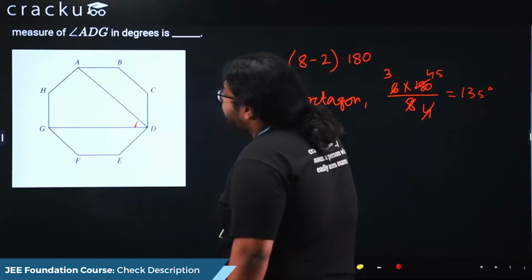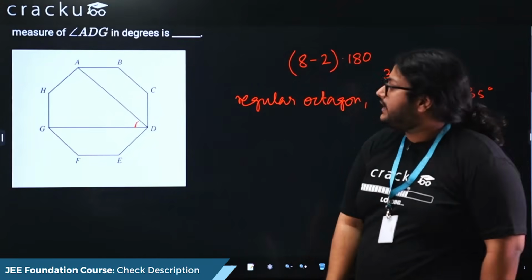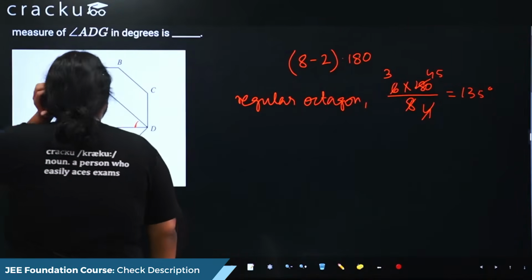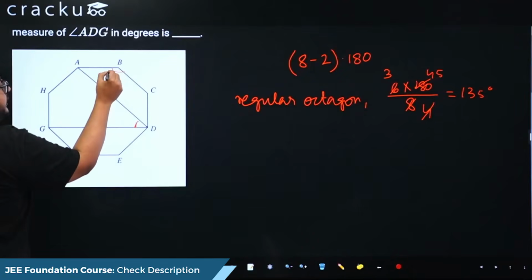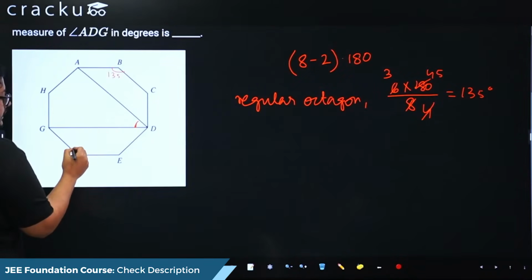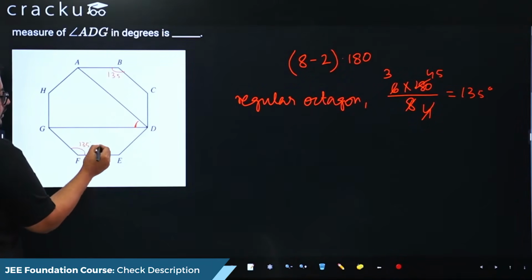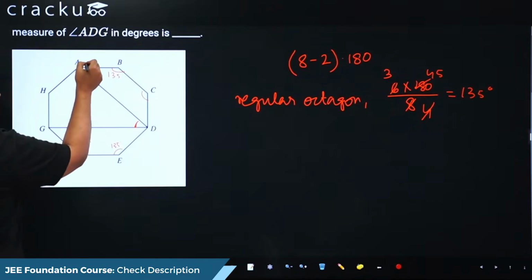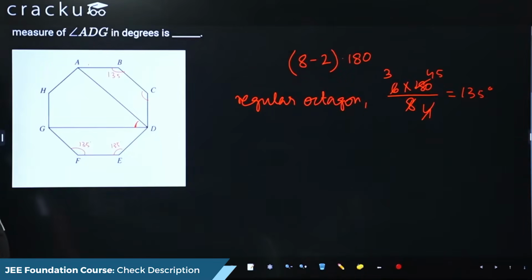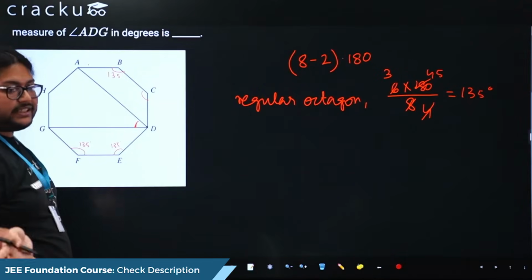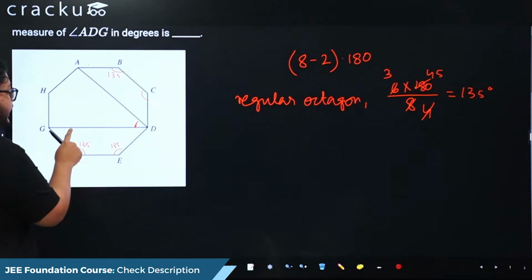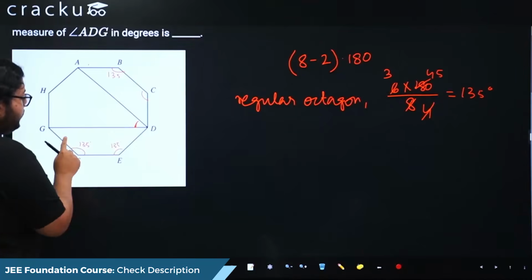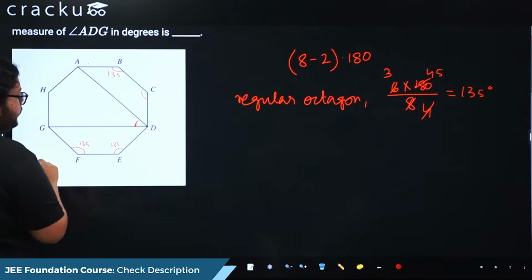So each angle in the regular octagon is essentially 135 degrees, which means what? Which means this angle is 135. This angle is 135. All of these angles are basically 135 degrees. Like this one also, this one also, this one also. Now, why did I do this? Basically, I wanted to find, if you know the property, then you don't really need to. But the idea is this line is actually parallel to this line.